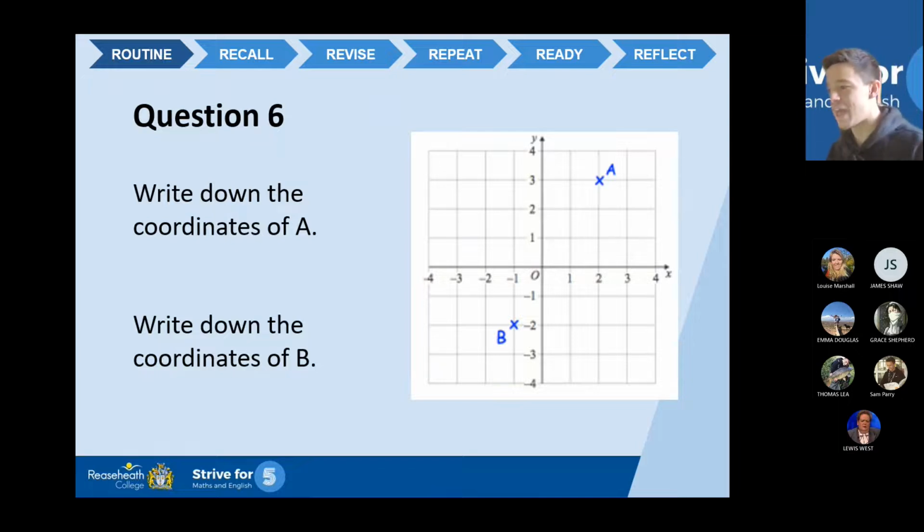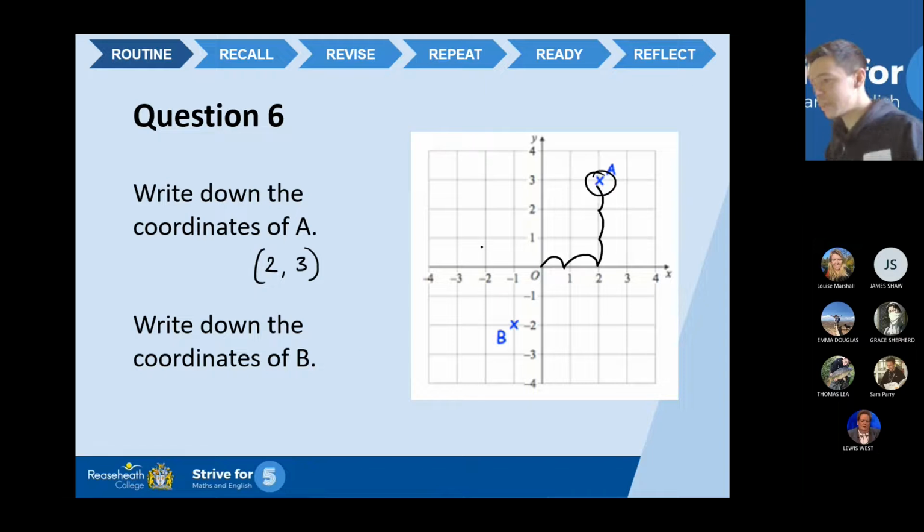Write down the coordinates of A and then write down the coordinates of B. So when you're utilizing coordinates, you go along the corridor and then up the stairs or down the stairs, okay? So we go along to 2. So the first bit is going to be 2. You can see 2, and then we go up to 3. So it's going to be 2, 3. Along 2, and then up 3.